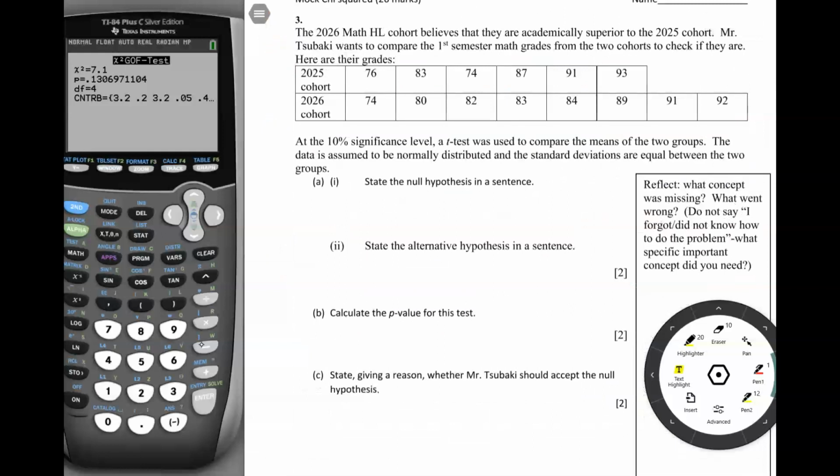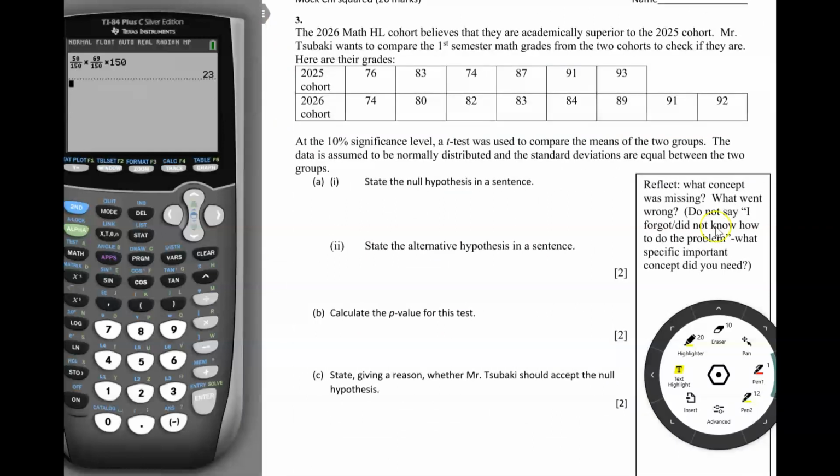Last problem. Okay, third and last problem. We are going to talk now about t-test. The 2026 Math HL cohort believes that they are academically superior to the 2025 cohort. Mr. Tsubaki wants to compare the first semester math grades from the two cohorts to check if they are. Here are their grades. So the 2025 cohort has 6 students, so there's 6 grades. The 2026 cohort has 8 students, so it has 8 grades.